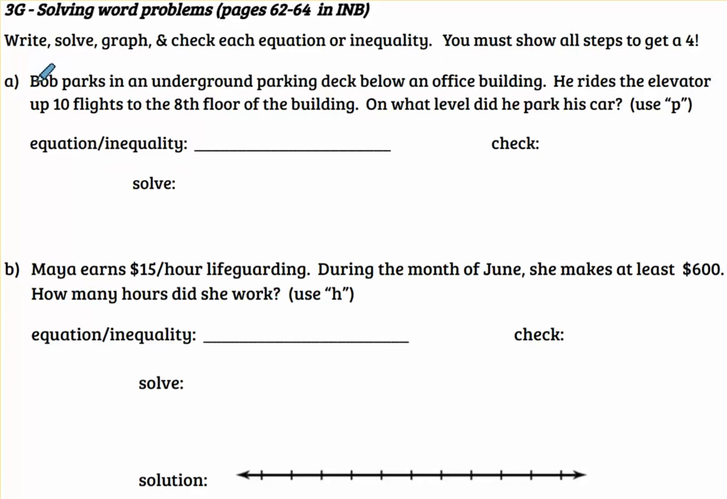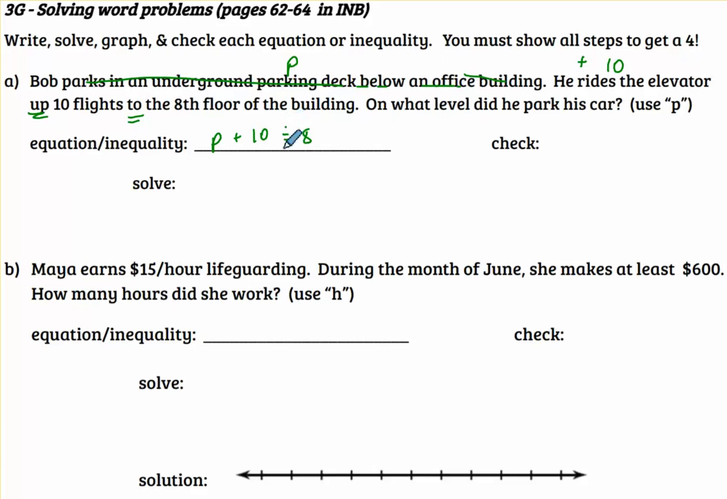So let's replace anything that involves parking his car with the variable. So Bob parks in an underground parking deck below. So he parks in P. So that's all going to be P. Okay. He rides the elevator up 10 flights. When you go up, you are adding. So we are adding 10. And after he has added those 10 flights, he winds up on the eighth floor. So that would be an equal sign. So this equation is going to be P plus 10 is equal to 8.